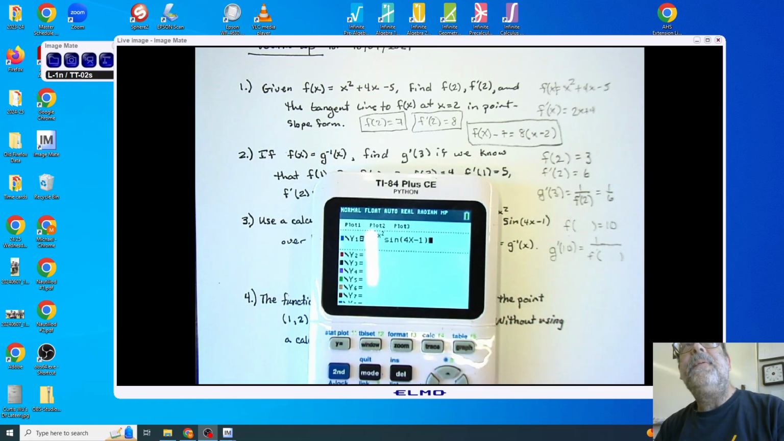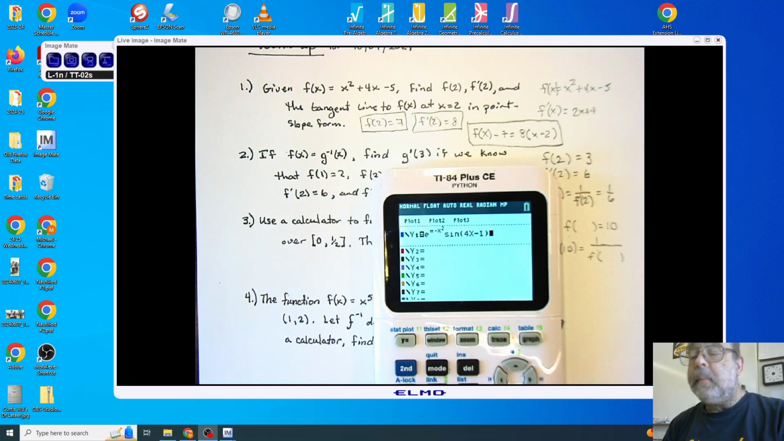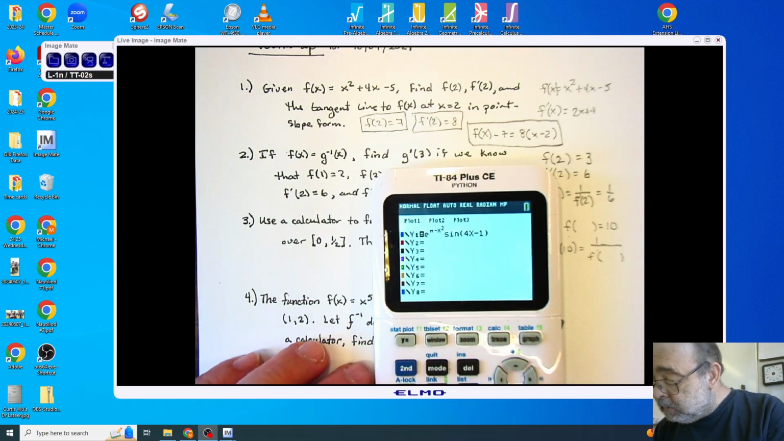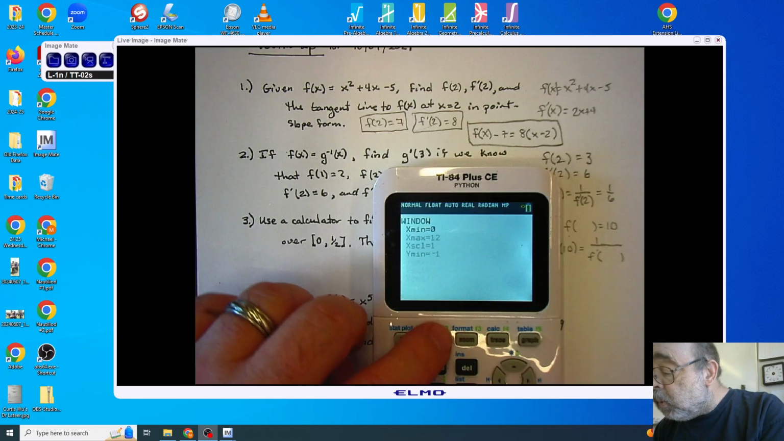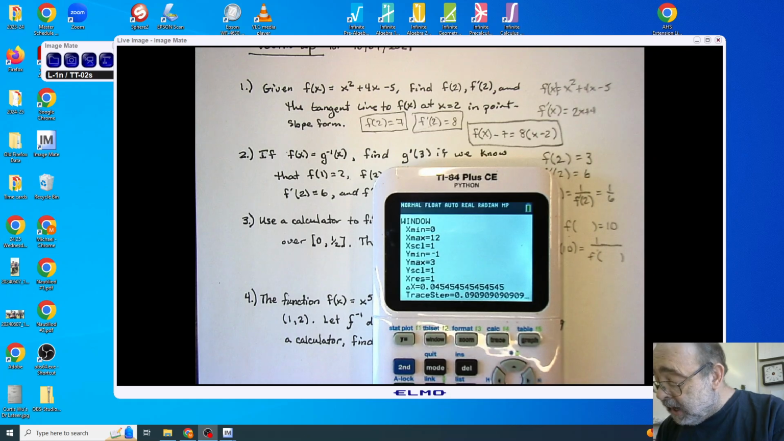So I'm going to start off using my calculator. I'm going to put in 10. The interval they give me is from 0 to 1/2. So Window, 0 to 1/2, so 0.5. And I'm going to hit a zoom fit and just see what happens. It may give me a terrible graph.